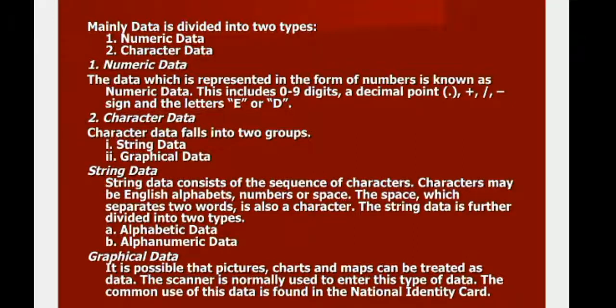Graphical data: it is possible that pictures, charts, and maps can be treated as data. A scanner is normally used to enter this type of data, and the common use of this data is found in the national identity card.